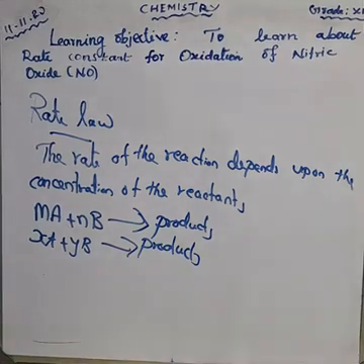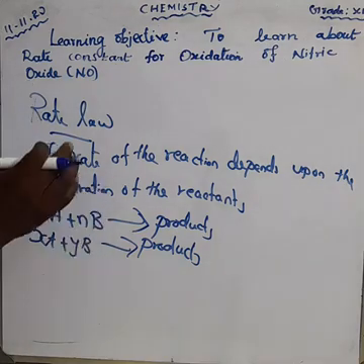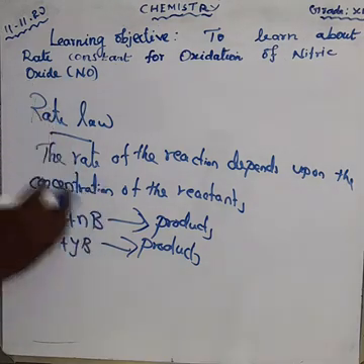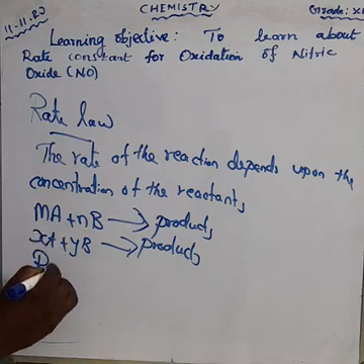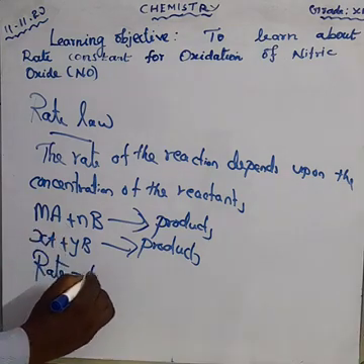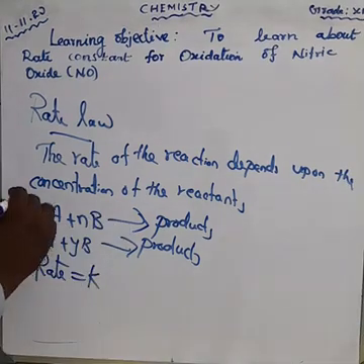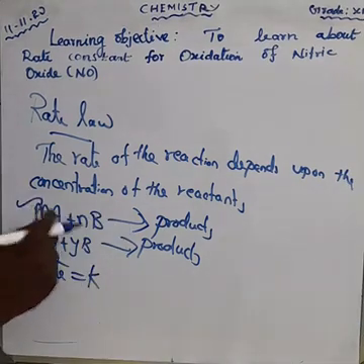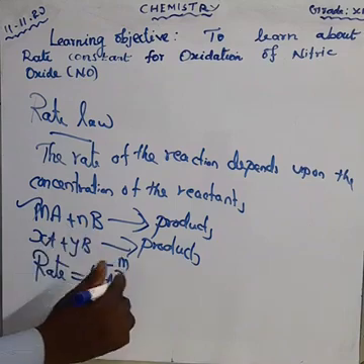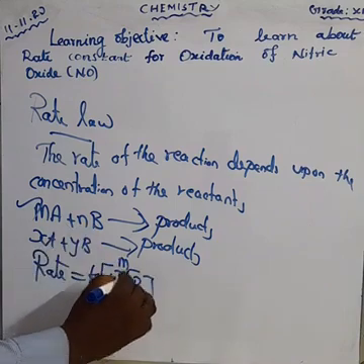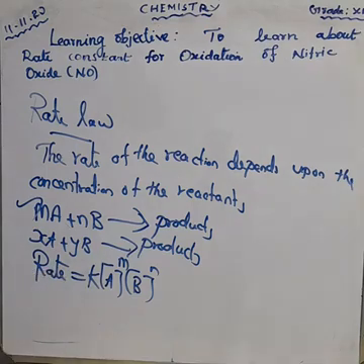Anyhow, Ma plus Nb gives product. Here, the rate law for this reaction: rate is equal to K into [A] to the power m and [B] to the power n. This is about the rate of the reaction.